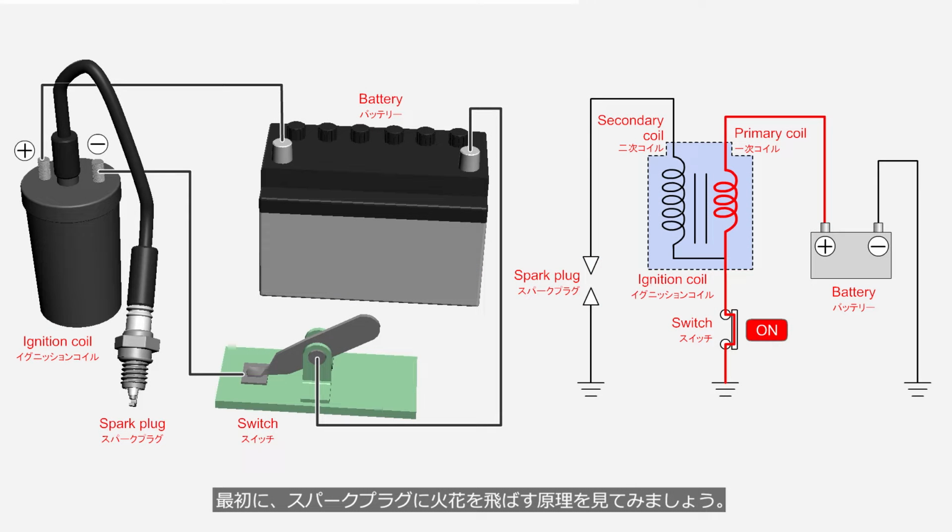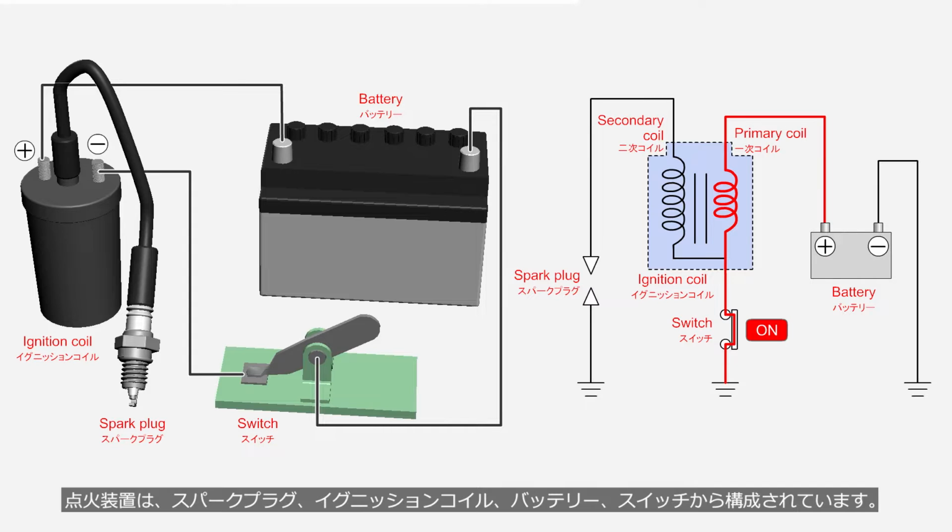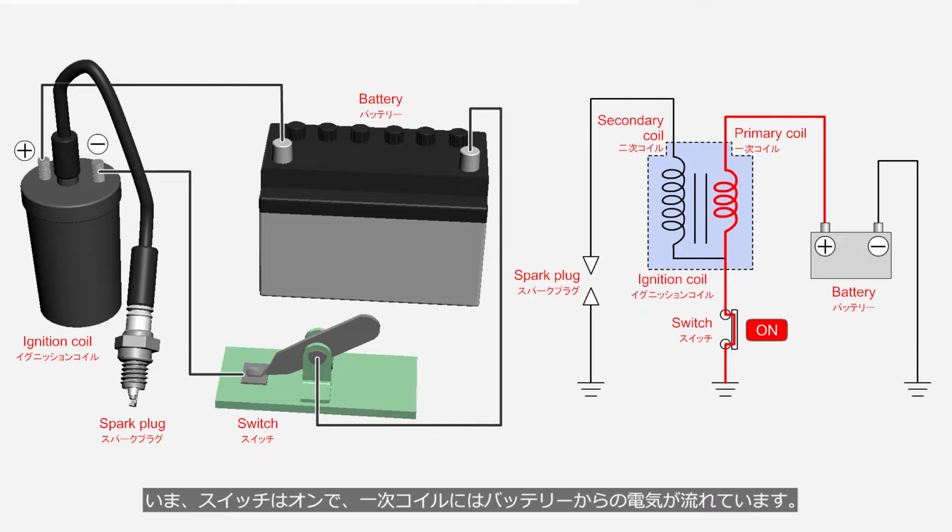First, let's take a look at the principle of generating sparks in a spark plug. The ignition system consists of a spark plug, ignition coil, battery, and switch. Inside the ignition coil, there are two coils, the primary coil and the secondary coil. Currently, the switch is turned on, and electricity flows from the battery through the primary coil.